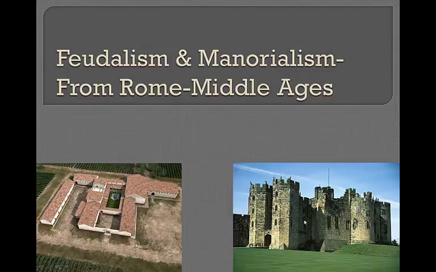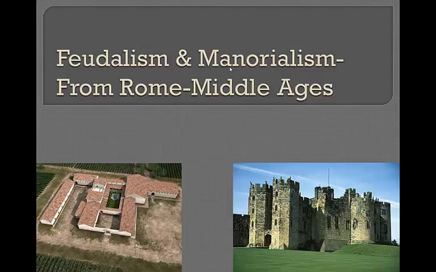These are the two images I selected. A medieval castle from England, a good physical representation of feudalism and manorialism in the Middle Ages. But I also included a Roman villa because the seeds of feudalism and manorialism are actually planted in the late Roman Empire as Rome is decaying as an empire.